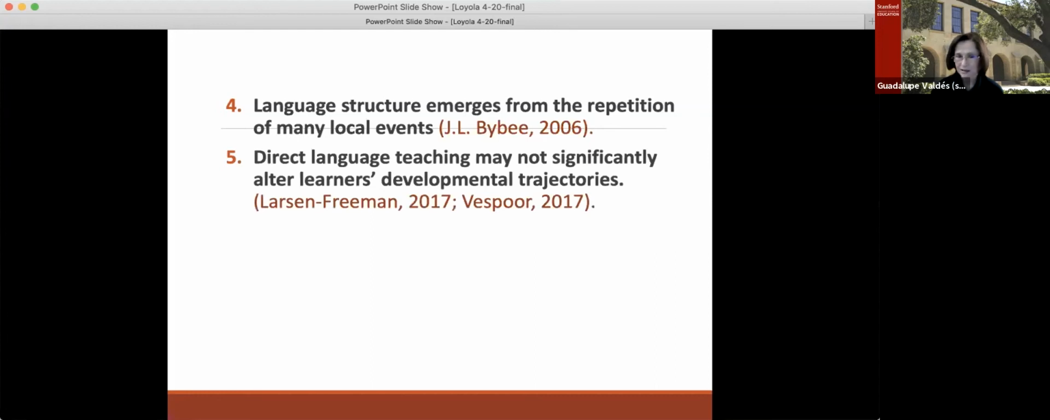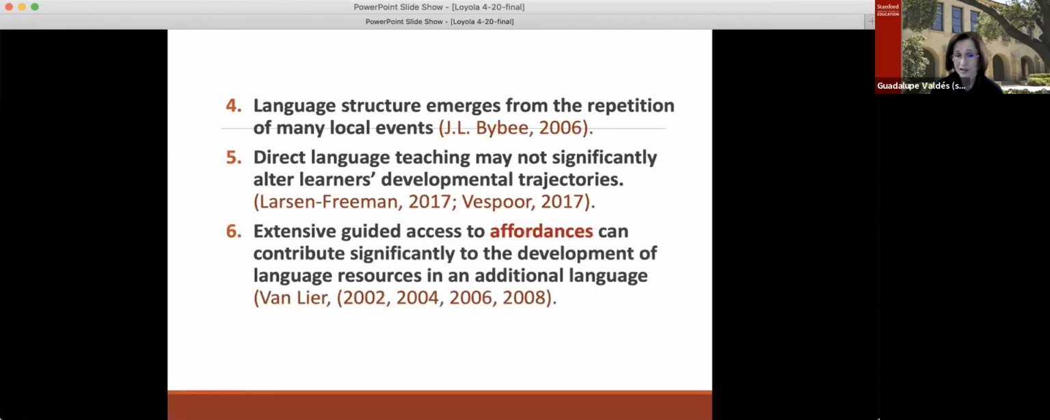So sadly, the direct language teaching may not significantly alter learners' developmental trajectories. That's very discouraging. If you've adopted a curriculum, or if you brought something from a vendor, okay, that promised you that these learner trajectories are all going to be successful. So instead, we propose that access to affordances can contribute significantly to the development of language resources in an additional language. So let me say something about affordances.